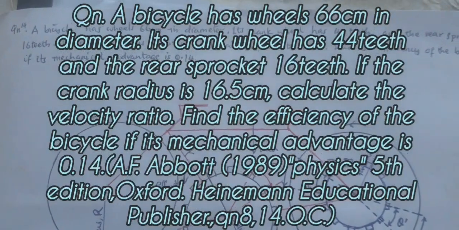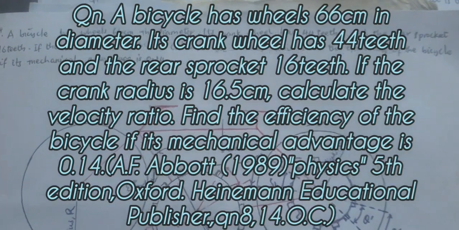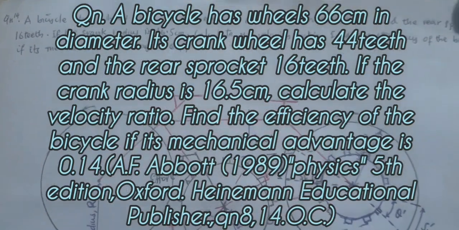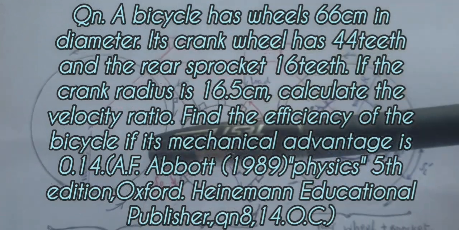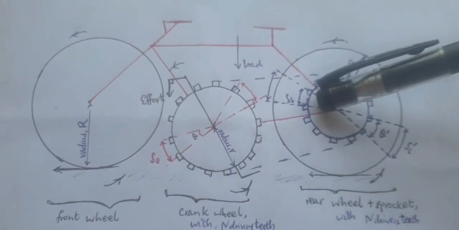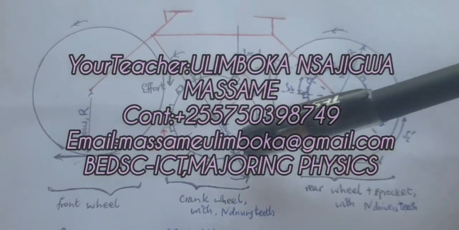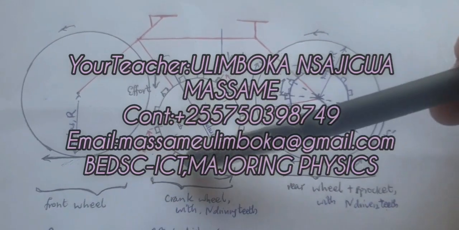Let us take a look at the question below and try to solve it. Let us consider the bicycle here, which has the front wheel, the rear wheel and the rear sprocket. Between them we have a crank wheel.